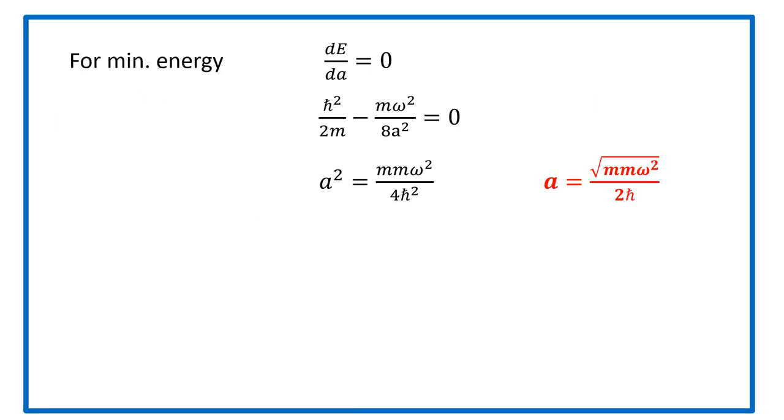Now differentiating with respect to the variational parameter and setting it equal to 0 to minimize this energy, dE/da is equal to 0. So a is equal to under root m^2 omega^2 by 2 h cut, and after calculation, a = m omega by 2 h cut.